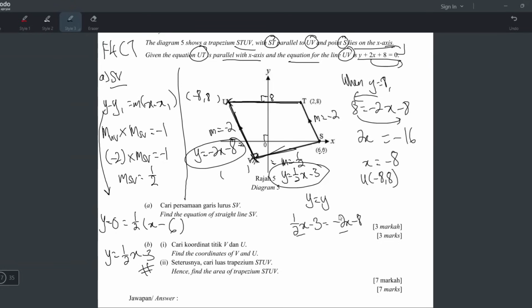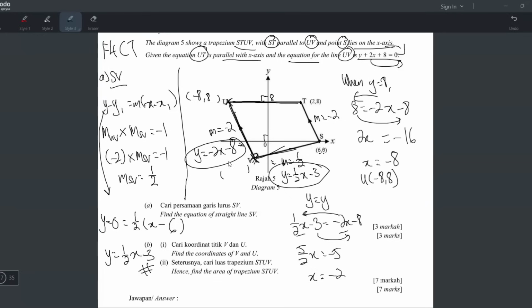Okay, X with X, I can do -2 moves over to become +2. 1/2 plus 2 is 5/2x. -3 moves over to become +3. -8 plus 3 is -5. And then 2 sits at the bottom, means divide. Divide moves over to become multiply. -5 times 2 is -10. And then divide 5, -2.